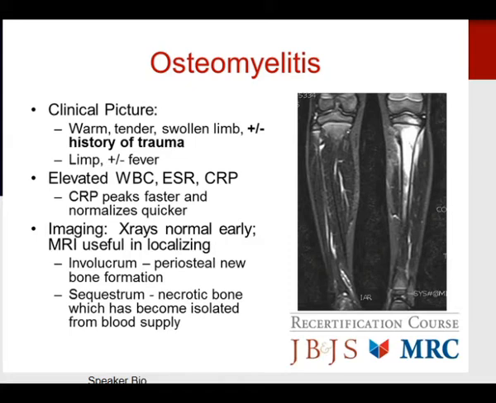X-rays are frequently normal early, but an MRI may be useful in localizing the site of infection and also investigating for a subperiosteal abscess. There are two important concepts, the involucrum and the sequestrum. The involucrum is periosteal new bone formation occurring around chronic osteo, whereas the sequestrum is necrotic bone, which has become isolated from its blood supply. This is important because this can be a nidus for either persistent or refractory infection.